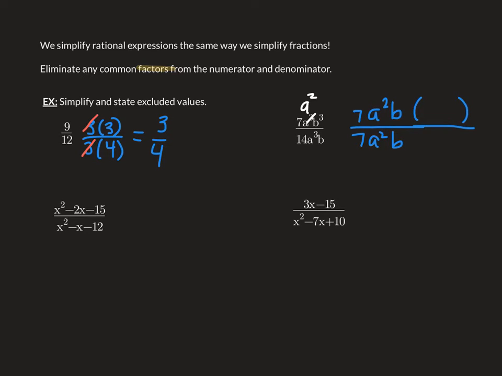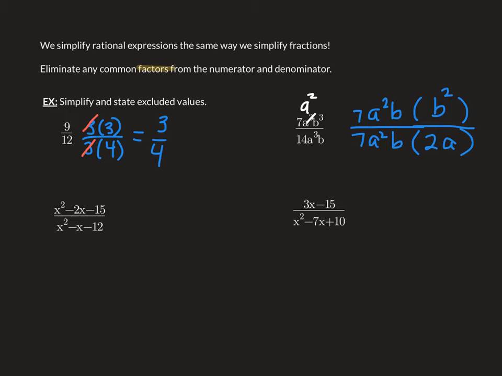7a squared b cubed: I have 7a squared b, so the thing I'm missing is a b squared. Meaning if I were to multiply this 7a squared b times b squared, I would get 7a squared b cubed. Okay, let's do the same thing in the denominator. I'm going to pull out a 7a squared b, and that leaves me with 2. I have 1a and no b, so my denominator is 7a squared b times 2a.